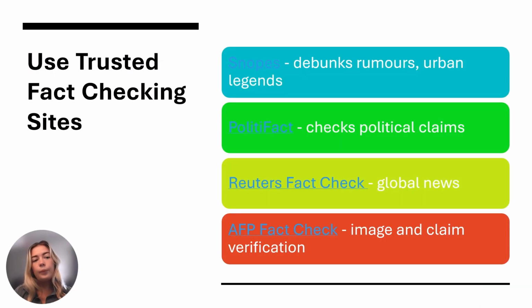Okay, so using trusted fact-checking sites. There are organisations dedicated to separating fact from fiction. So here are some of the most reliable ones. So you have Snopes, great for checking rumours and viral claims. Then you have PolitiFact, which is focused on political statements and policies. Then you have Reuters Fact Checking. This covers global news stories. And finally, AFP Fact Check. This is especially good for verifying photos and social media claims. These sites are constantly updated and can save you time by doing the deep digging for you.